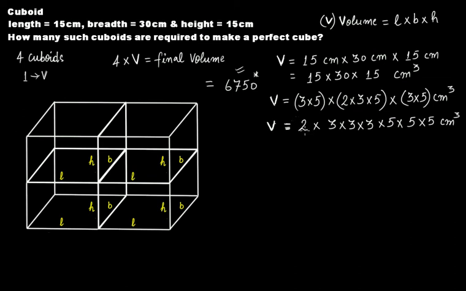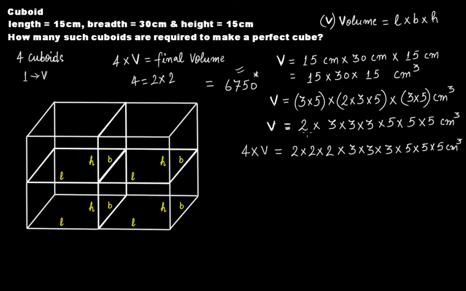So in order to make it 3 times, what we can do is multiply this volume, that is 4 times v, because it's an equation. So 4 times v means what? It is 2 times 4, which can be written as 2 times 2. So we are doing it here, multiplied by 3 multiplied by 3 multiplied by 3 multiplied by 5 multiplied by 5 multiplied by 5 centimeter cube.